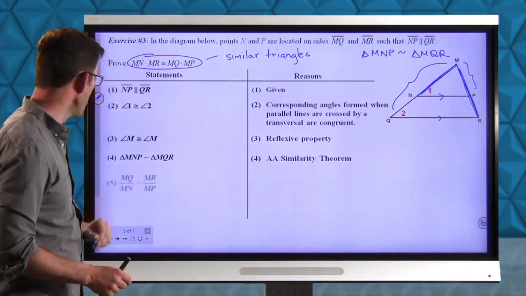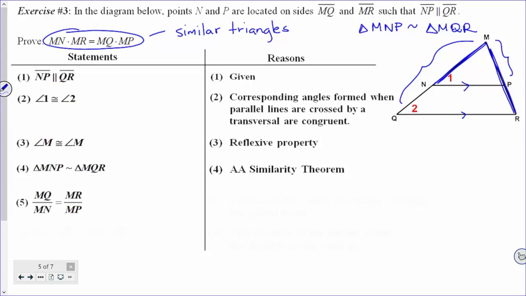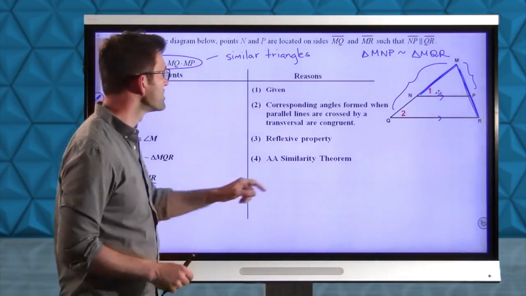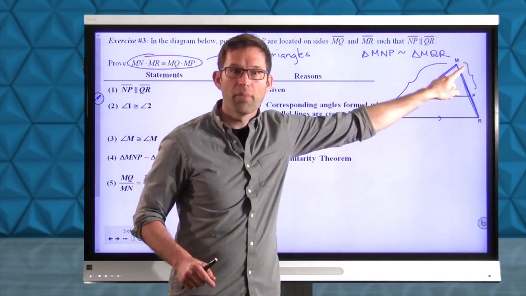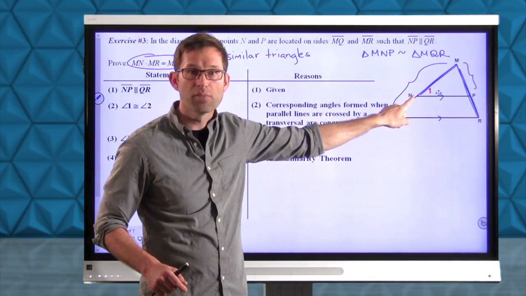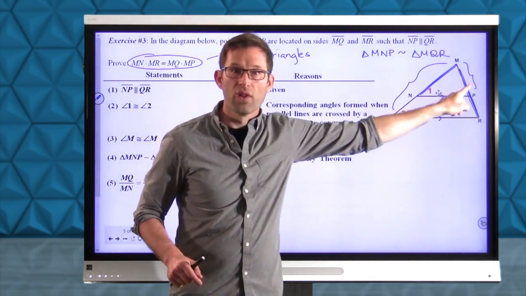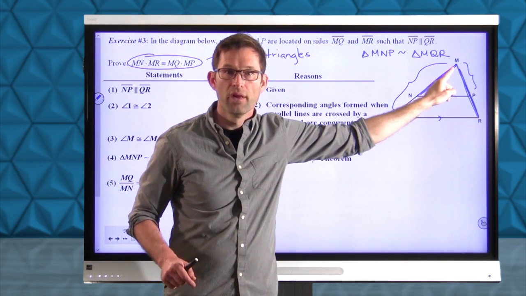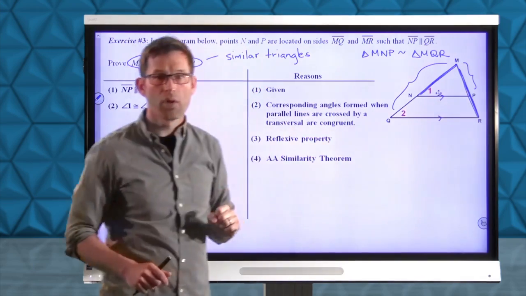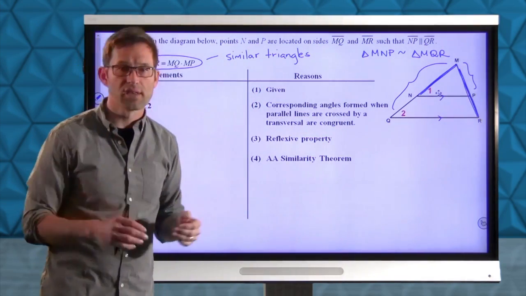What I decided to go with was the following. MQ divided by MN is equal to MR divided by MP. In other words, I decided to say, well, if I take the long side of the bigger triangle and divide it by the long side of that smaller triangle, then I'll get this side of the bigger triangle divided by this side of the smaller triangle. They're the corresponding sides, right?